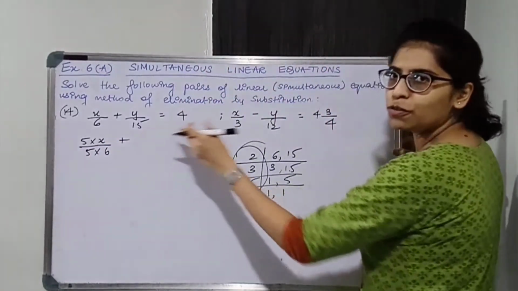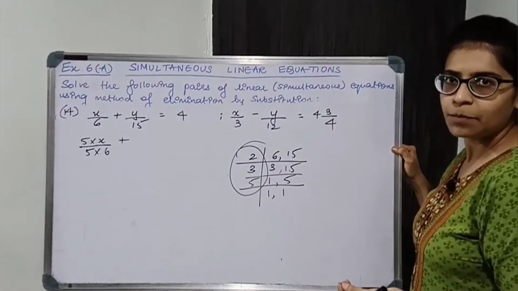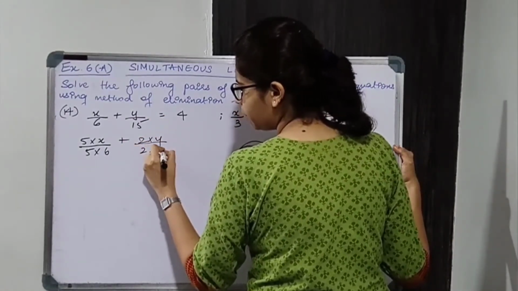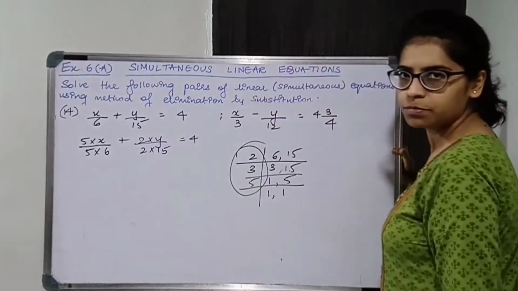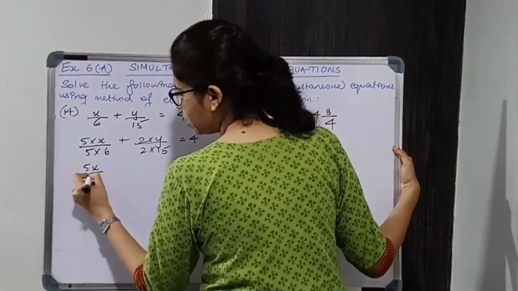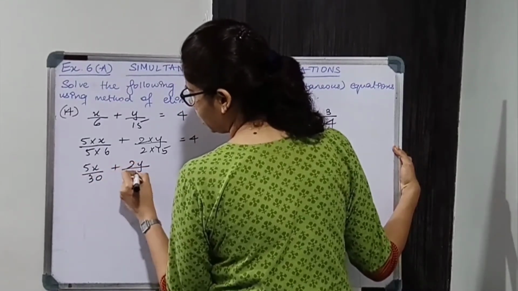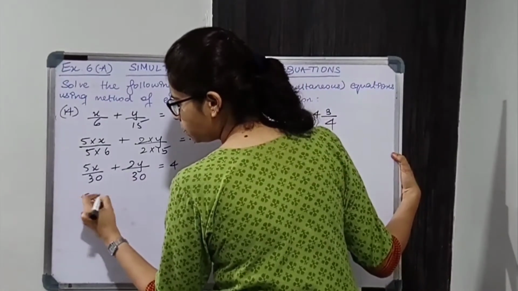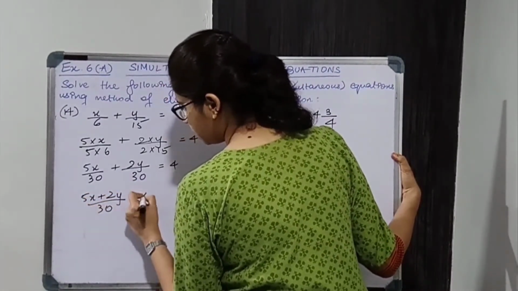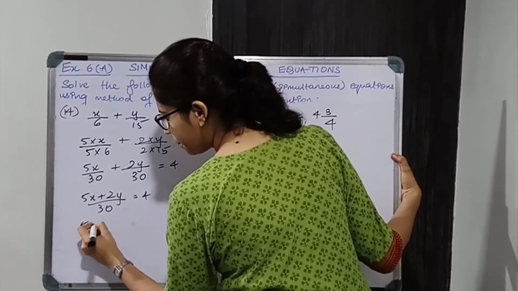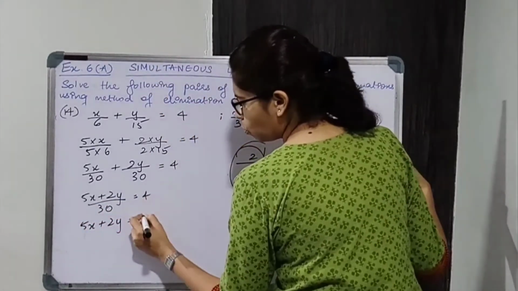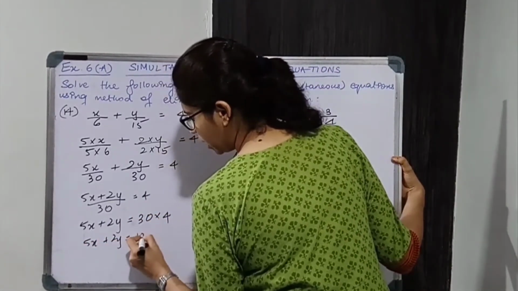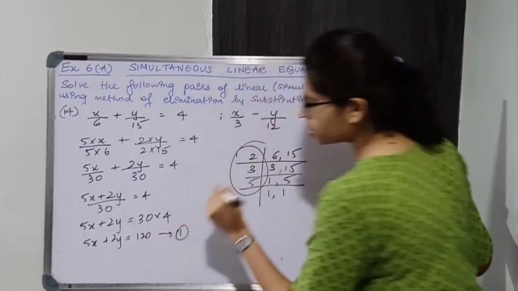यहाँ पे 15 है, so 15 को किस से मल्टीप्लाई करेंगे to get 30? You will multiply by 2, so 2 into y by 2 into 15 is equal to 4. So 5x by 30 plus 2y by 30 is equal to 4. We can take common denominator now. Shifting 30 on the other side. So 30 into 4 हो जाएगा, so we get 120. Number this as 1.